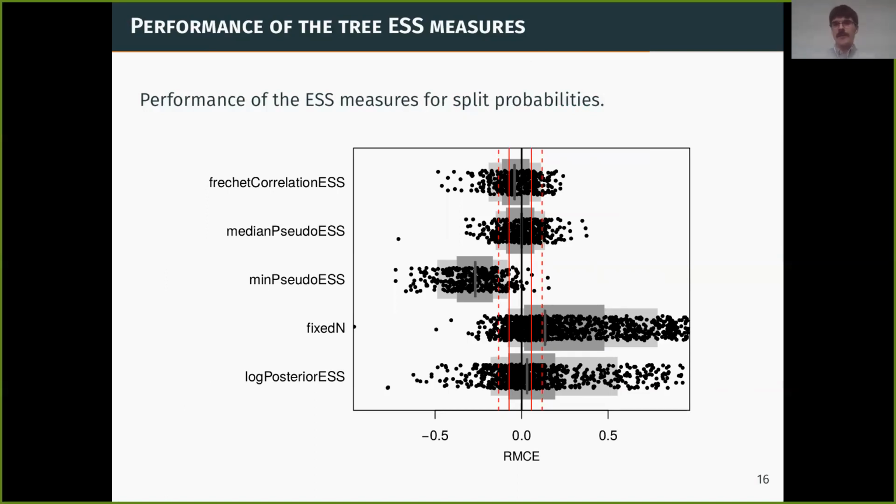And in the paper, you'll see figures like this for the tree probabilities as well and the summary trees. But they all have the same general pattern. Fréchet correlation is slightly more conservative than the median pseudo-ESS. Minimum pseudo-ESS, very conservative. Benchmarks, not so great.